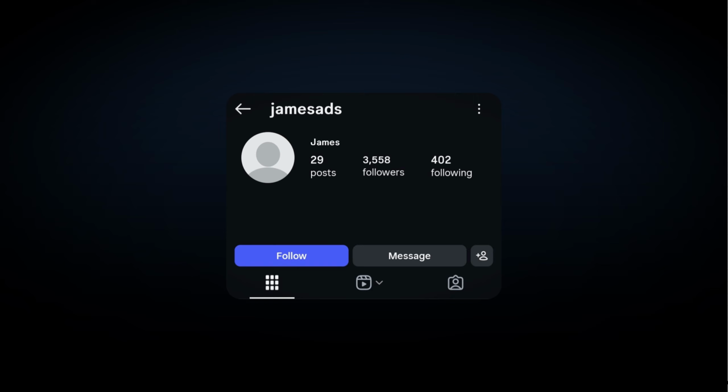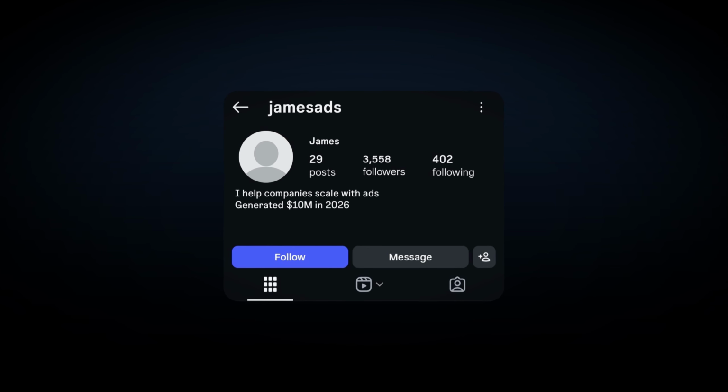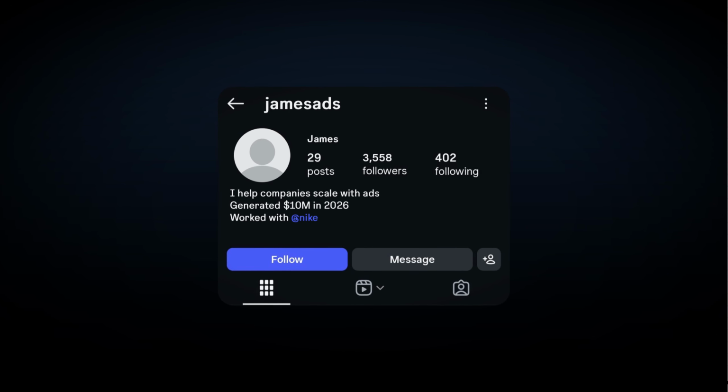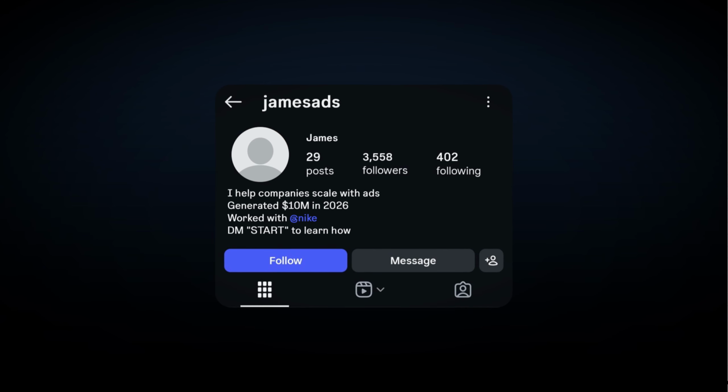Or you can use a 4-liner to add more proof. The first line would be I help. The second line would be social proof, I generated. And the third line could also be some sort of social proof, like I worked with, and I insert a big brand name that you're working with. Who knows? A big international brand. And then you have DM X, which is the last line. DM, that is a non-negotiable.